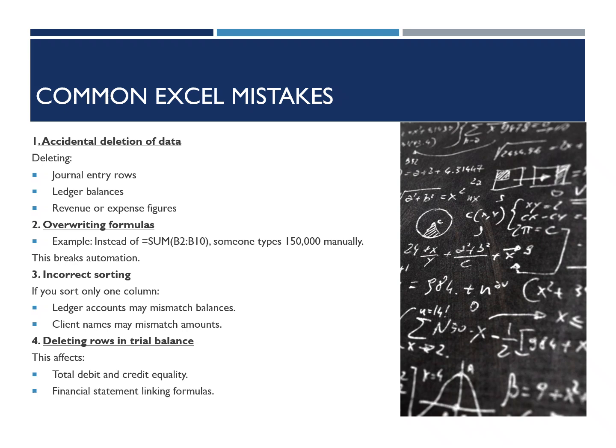Let's talk about common Excel mistakes accountants make. Number one, accidental deletion of data. You might delete a journal entry row, a ledger balance, or revenue or expense figures. Secondly, you might overwrite formulas. Instead of writing the formula, someone types 150,000. Now the automation is broken. Next month, totals won't update automatically. Number three, incorrect sorting. If you sort only one column in a ledger, account names won't match balances. Clients won't match amounts. Number four, deleting rows in the trial balance. This affects debit and credit equality and financial statement linking formulas. These are very common mistakes, and this is exactly where undo becomes your best friend.